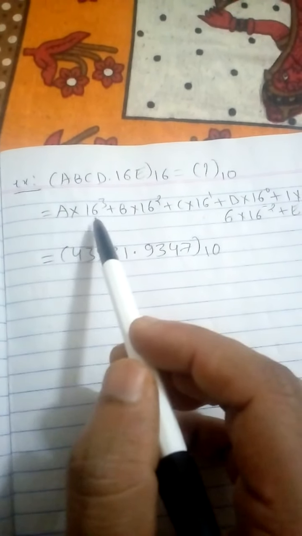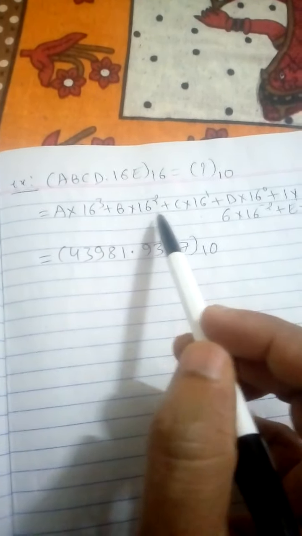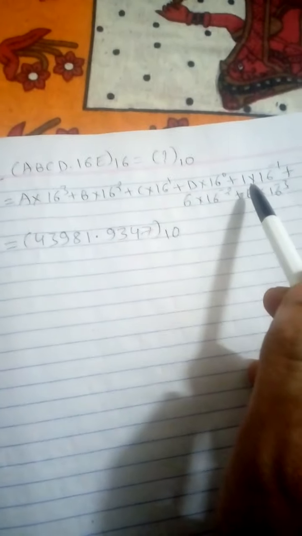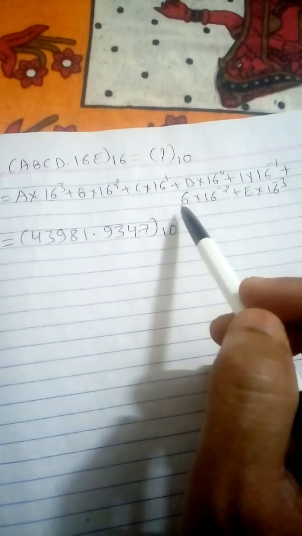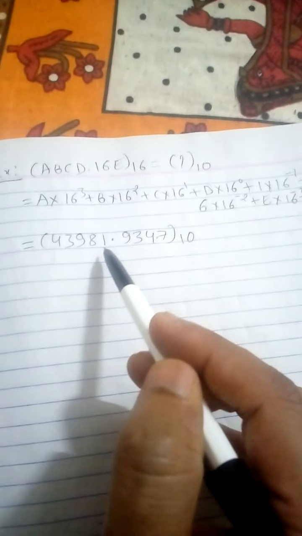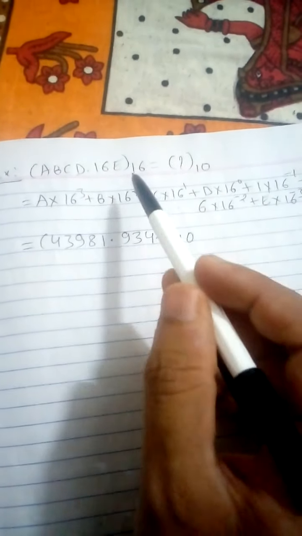Same polynomial format: A into 16 cubed plus B into 16 squared plus C into 16 raised to 1 plus D into 16 raised to 0 plus 1 into 16 raised to minus 1 plus 6 into 16 raised to minus 2 plus E into 16 raised to minus 3. So finally, after simplifying, I am getting answer as 43981.9347. It is the decimal equivalent of the hex number.